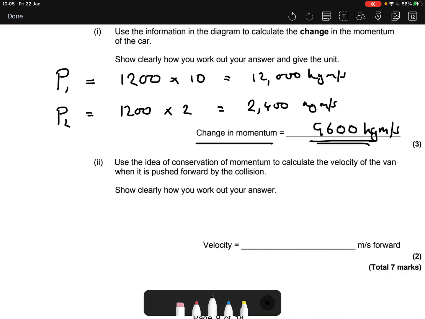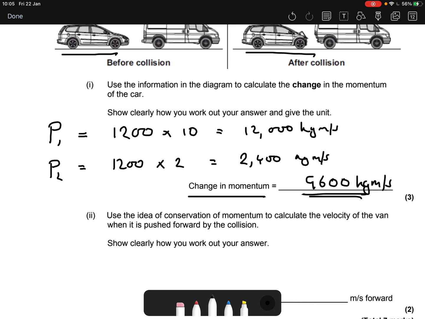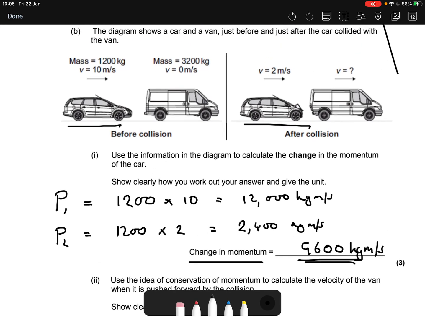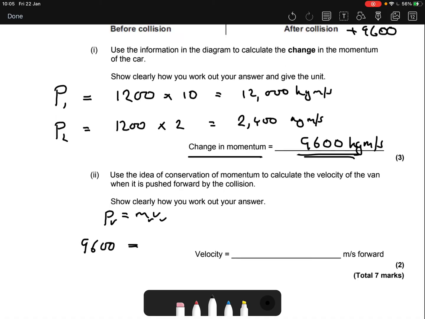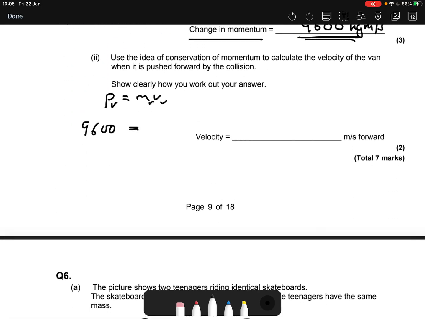So use the idea of conservation of momentum to calculate the velocity of the van when it's pushed forward by the collision. So if my car loses 9,600, that must mean the van gains 9,600. So the van now has a momentum of 9,600. I'm using p equals mv, with the little subscript v for the van. So I've got 9,600 is equal to, what was the mass of the van, it's 3,200.